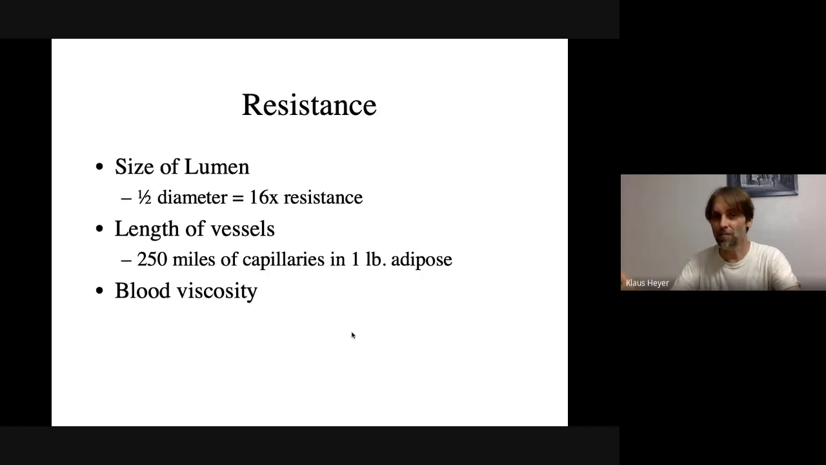I used an example here of roughly 250 miles of capillaries for every pound of adipose tissue. So every pound of fat, right? Now, capillaries, remember how small they are. They're tiny things, but you're talking about a lot more vessels, and so that's going to increase resistance. And then finally, the thickness of the blood, the viscosity. The thicker the blood, the more resistance you have.